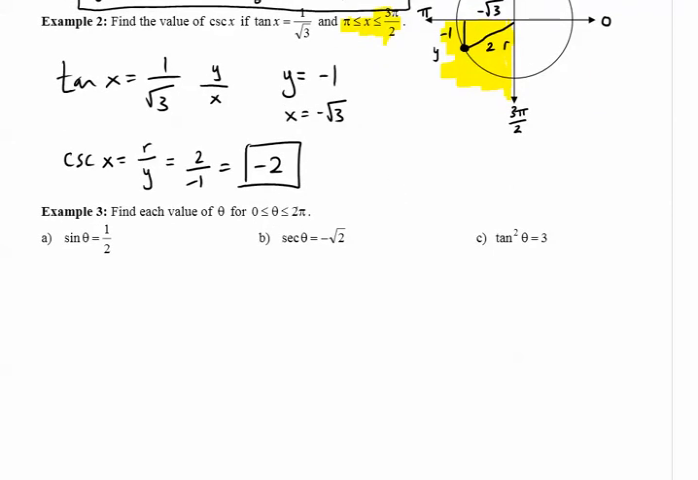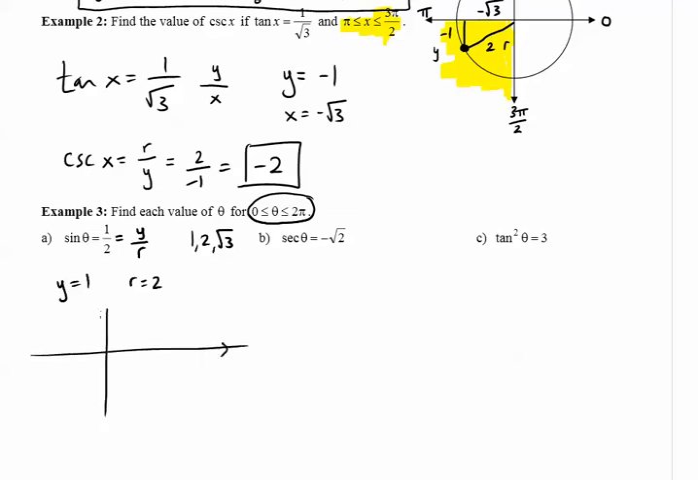Now this time I'm looking for all the values within one period. Find each value of theta if sine theta is 1/2. So again, I know that sine theta is y over r, so that means that y is 1, r is 2. I'm looking at a 1, 2, root 3 triangle, the reference angle of 30 or 60 degrees. So 1 is the short side of the triangle. So my y is the short side. So looking for a 30-degree angle where y is shorter than x.